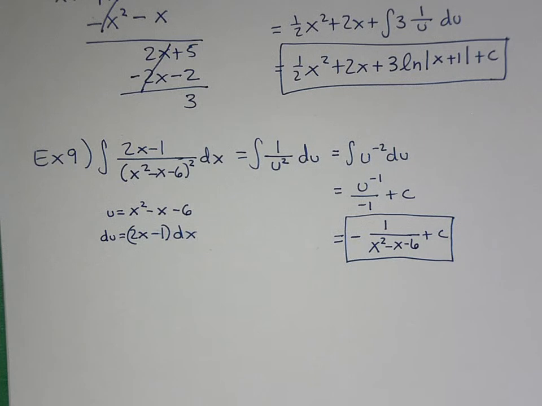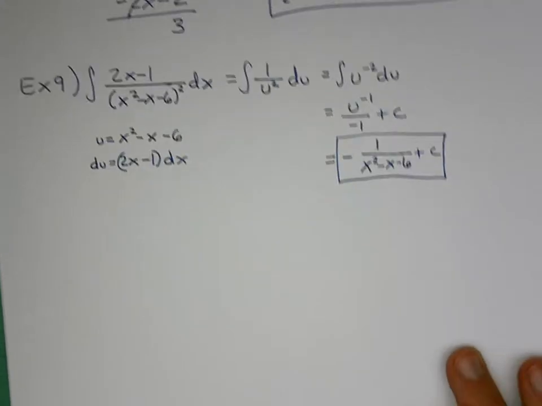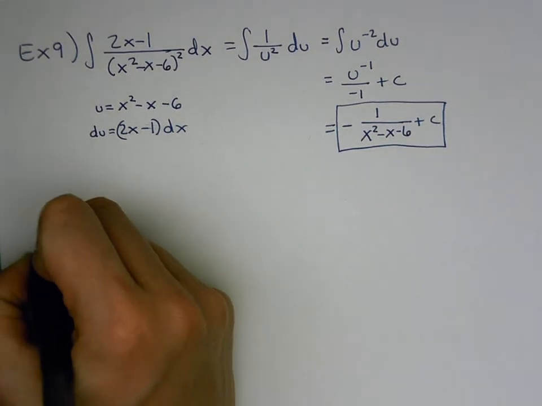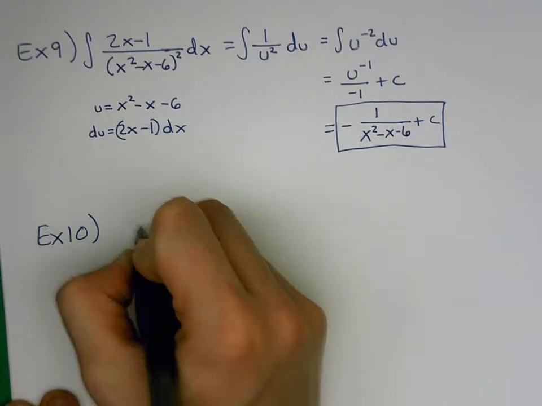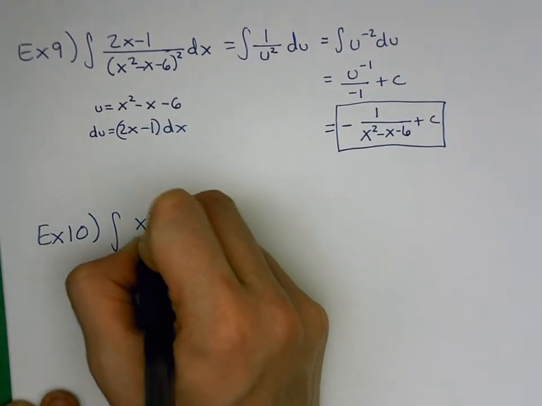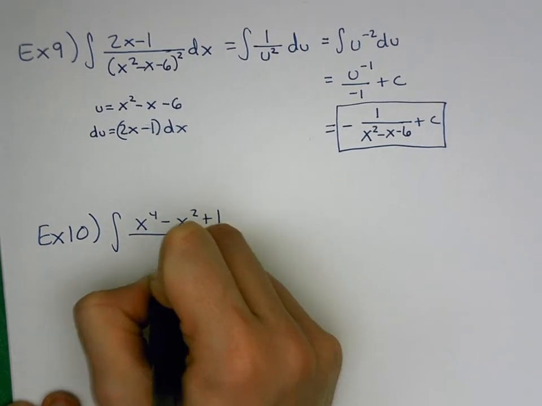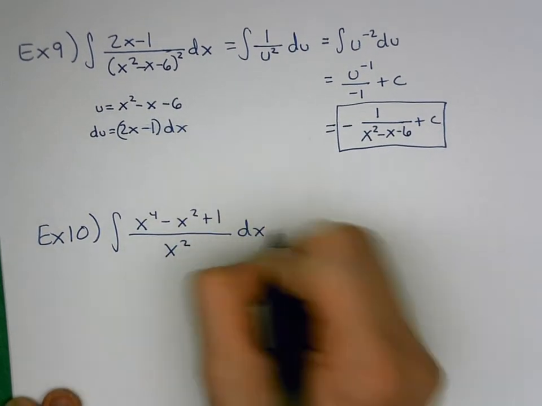Okay. Example 10. Let's do the integral of x to the 4th minus x squared plus 1 all over x squared dx. Go ahead and pause the video, give this one a shot.